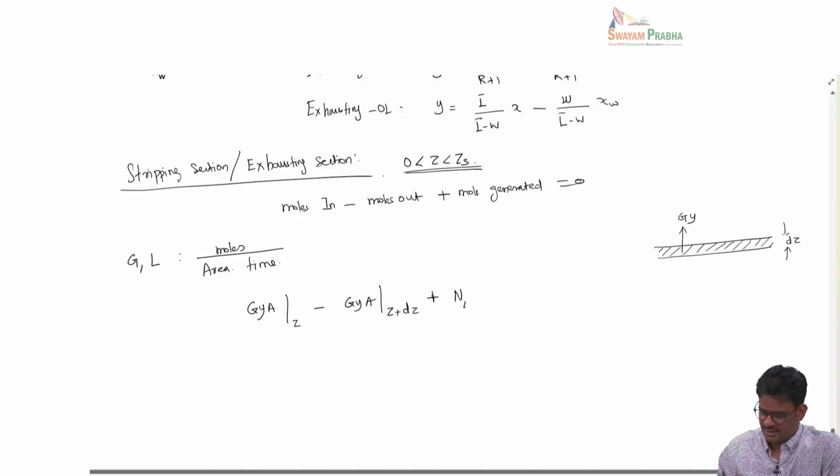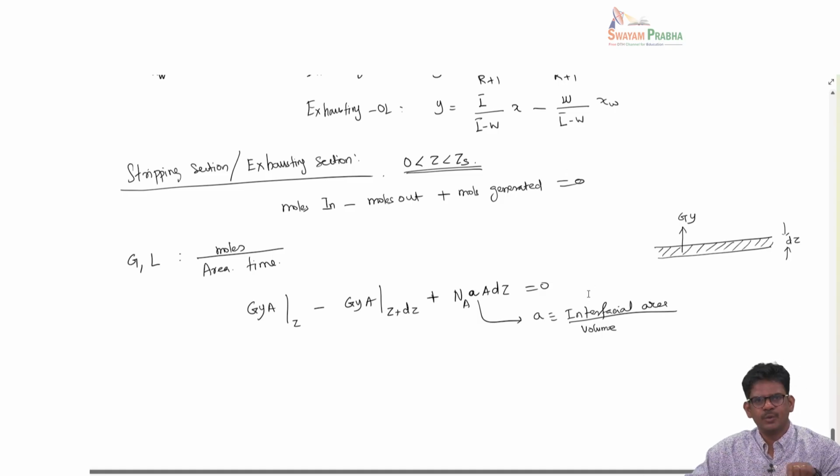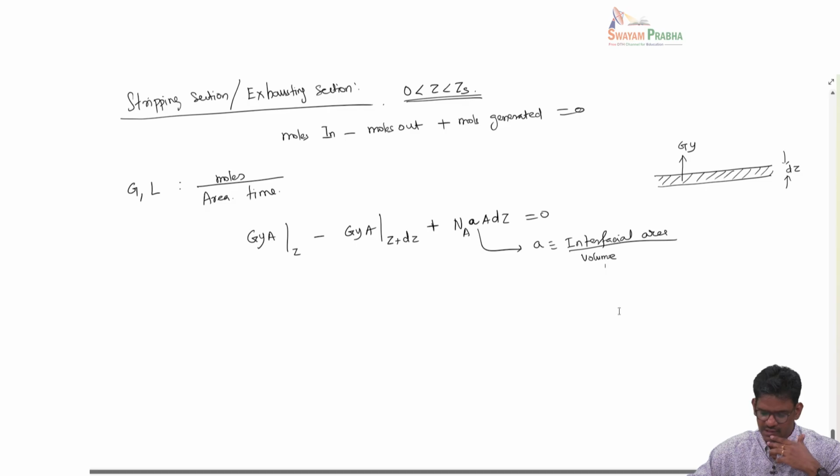So we write Na A dz. Here this A is the interfacial area per unit volume of packing. You can look at this equation, exactly what we used for absorption and stripping before, where A here is the cross-sectional area of the unpacked column, that's an empty column.